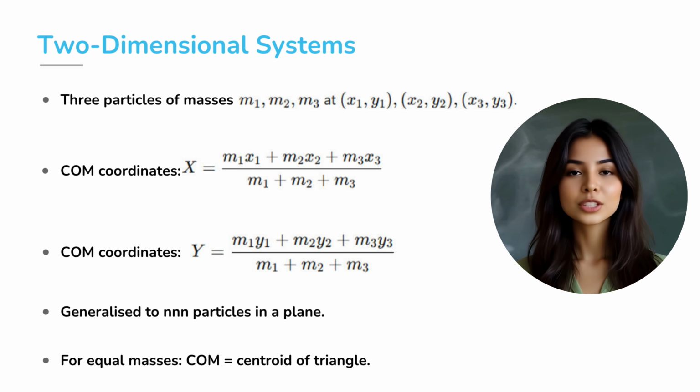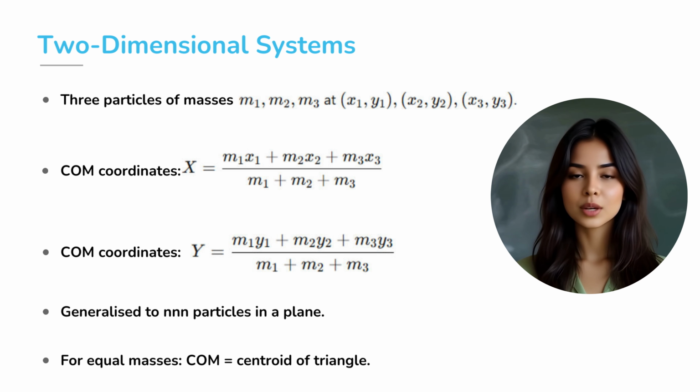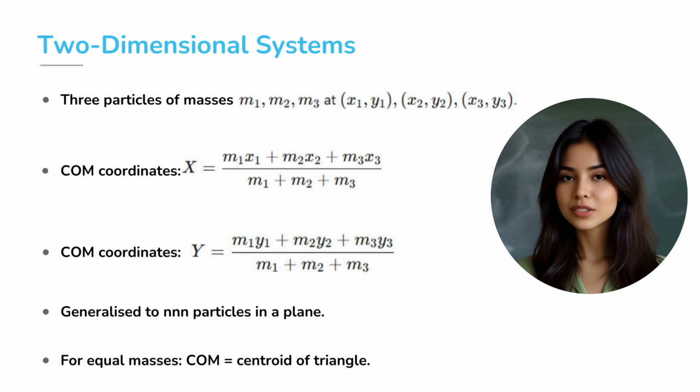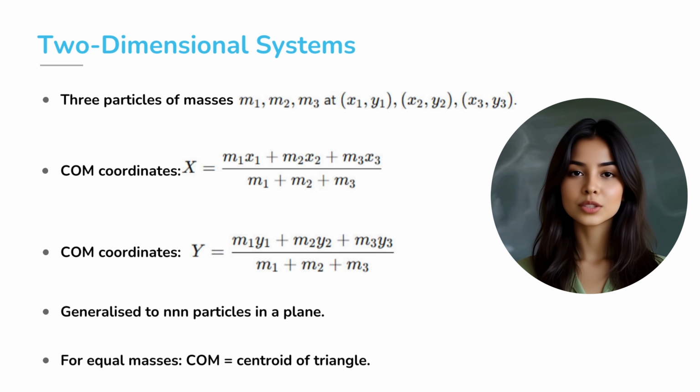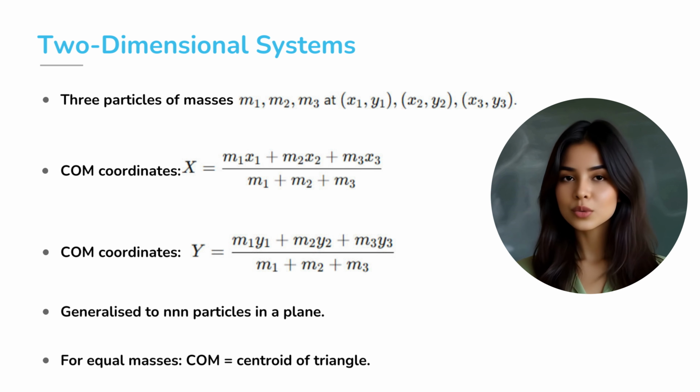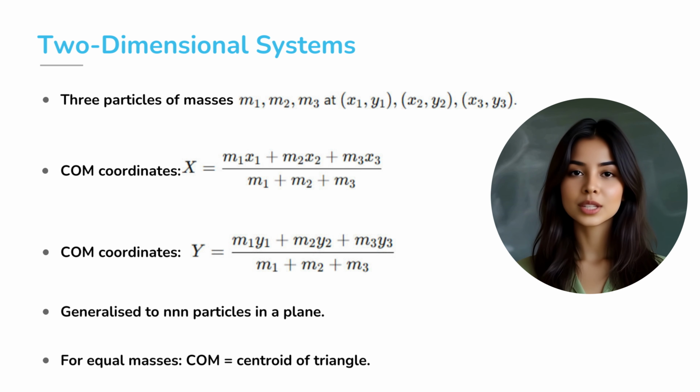Things get more interesting when particles are scattered on a plane. Imagine three marbles placed at the corners of a triangular board. Naturally, you might wonder, where is their balance point or center of mass? Suppose the marbles have masses m1, m2, and m3 located at coordinates x1, y1, x2, y2, and x3, y3.